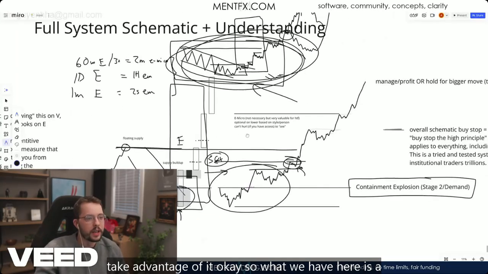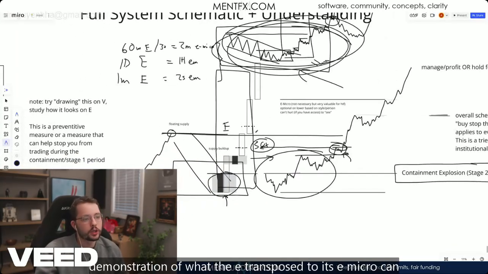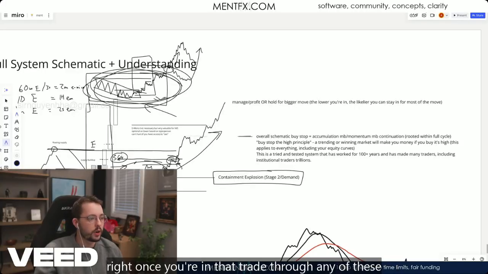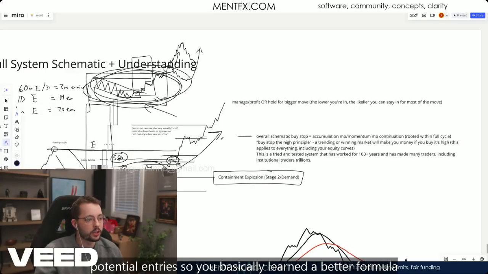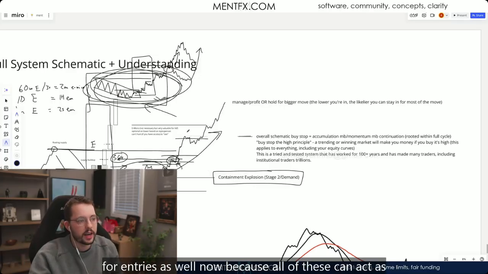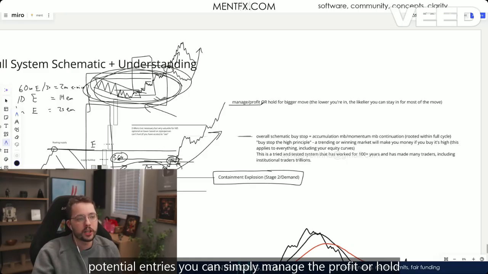So what we have here is a demonstration of what the E transposed to its E micro can look like and where the opportunities are. And very simply, once you're in that trade through any of these potential entries, so you basically learned a better formula for entries as well now, because all of these can act as potential entries, you can simply manage the profit or hold for a bigger move.